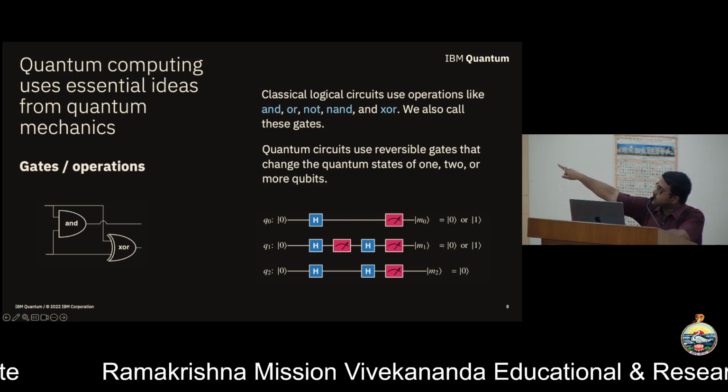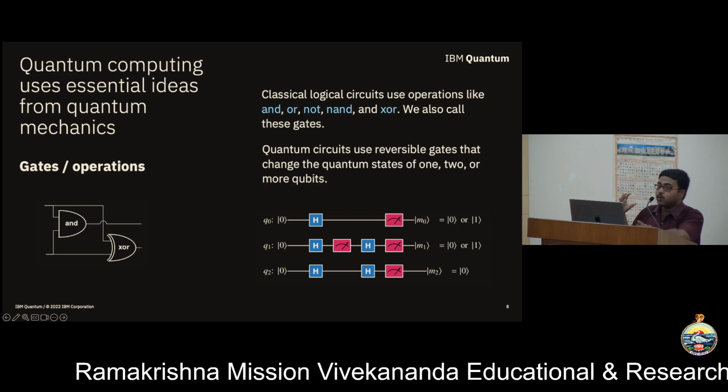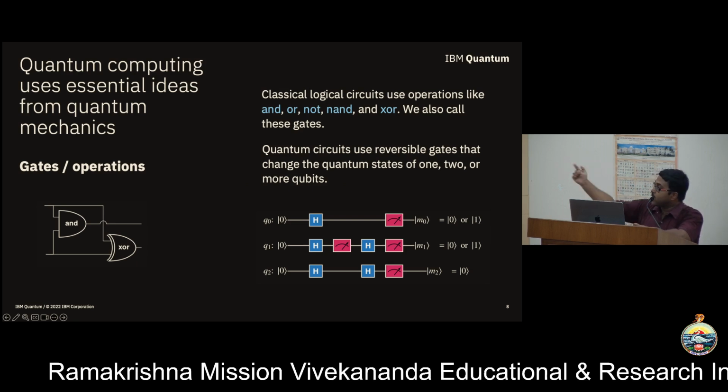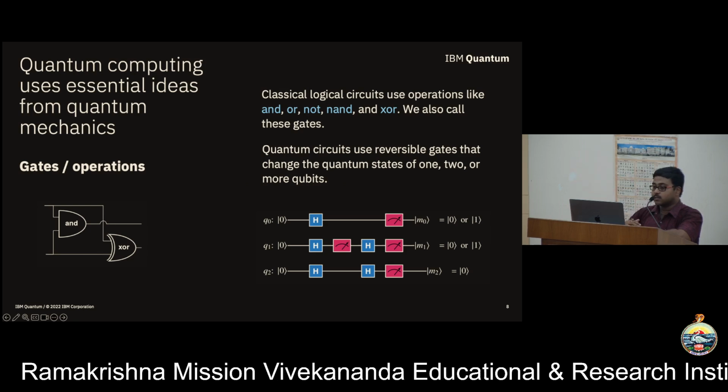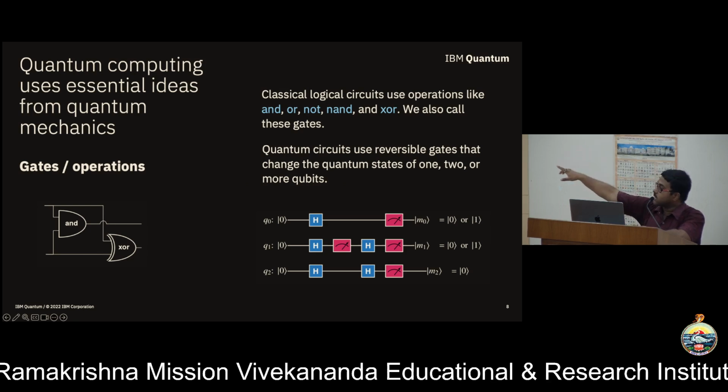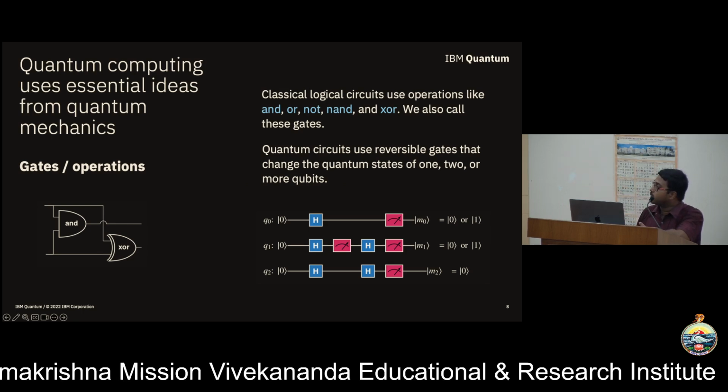Then we have these H things written, they are quantum gates. Just like we have AND gates, OR gates in classical, they are quantum gates. This H gate is particularly called the Hadamard gate.